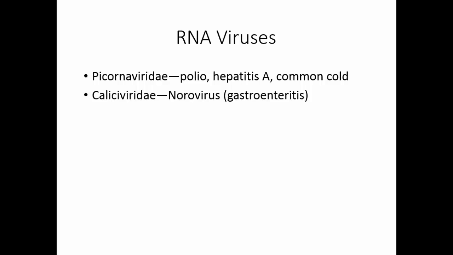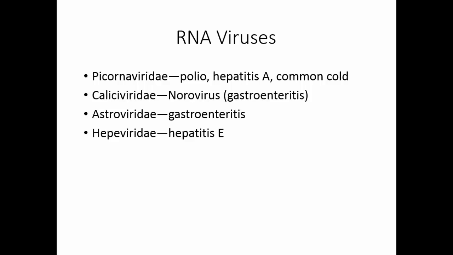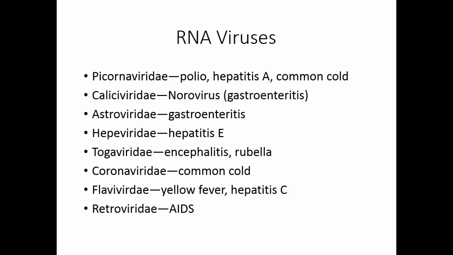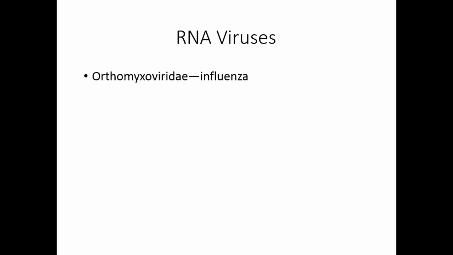This causes gastroenteritis. The Astroviridae also holds some viruses that cause gastroenteritis. Hepeviridae has the virus that causes hepatitis E. Hepatitis E is only seen in third world countries currently. The Togaviridae have viruses that cause various forms of encephalitis and rubella. The Coronaviridae have viruses that cause the common cold. Flaviviridae has the viruses that cause yellow fever and hepatitis C. And Retroviridae has the virus that causes AIDS.